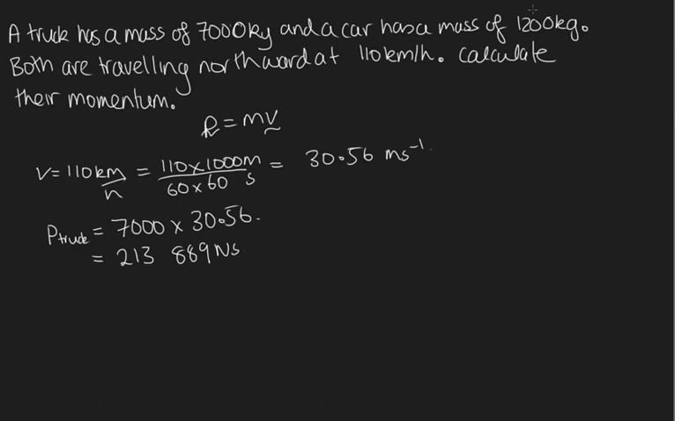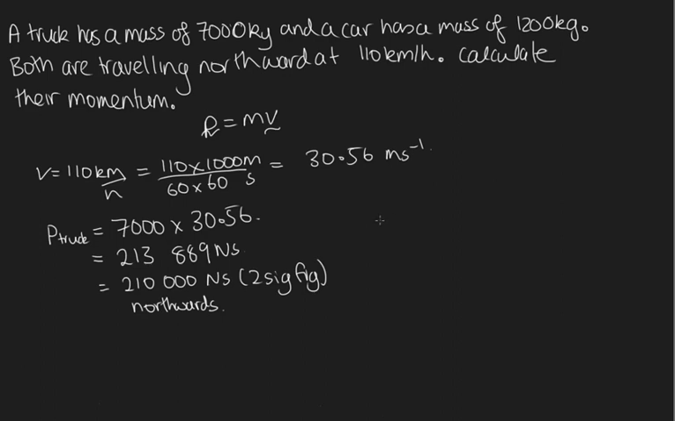Now we should probably give this to two significant figures. It's hard to tell, but this data could be to 2 or 3 significant figures. So let's give it to 2 significant figures. That's 210,000 Newton seconds to 2 significant figures. And then momentum is a vector, so we should also give a direction. Since the velocity was northwards, this momentum is also northwards.